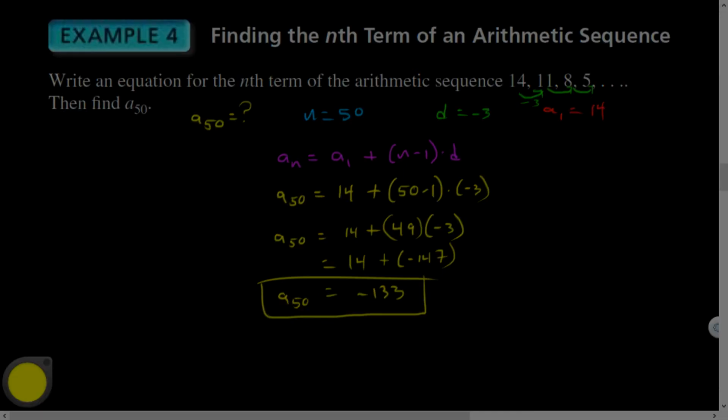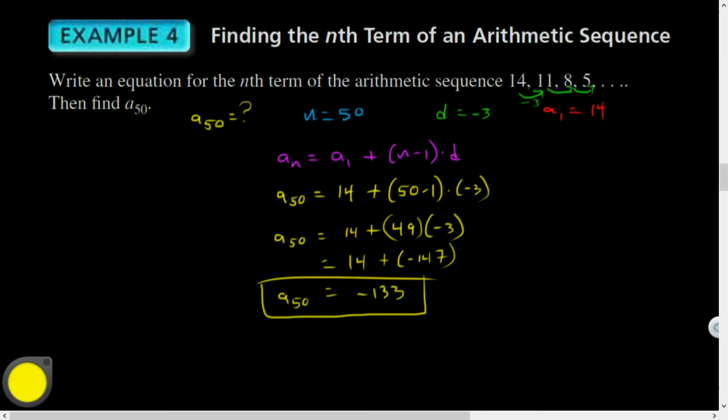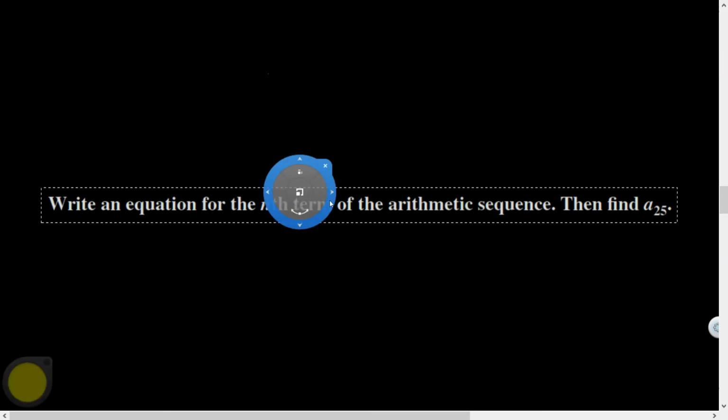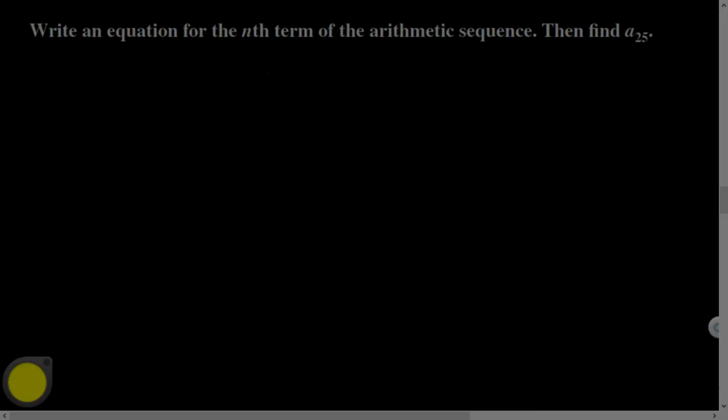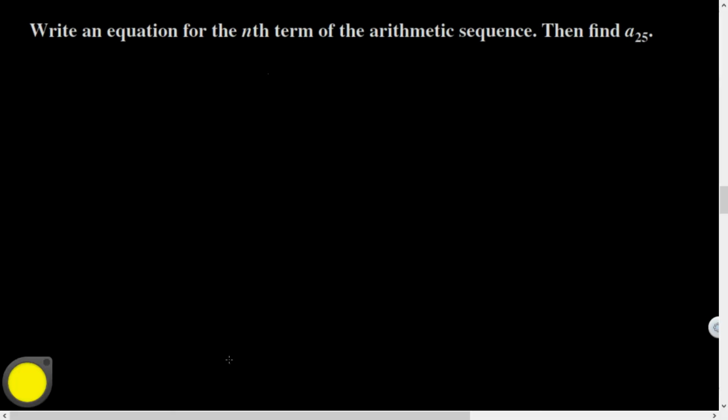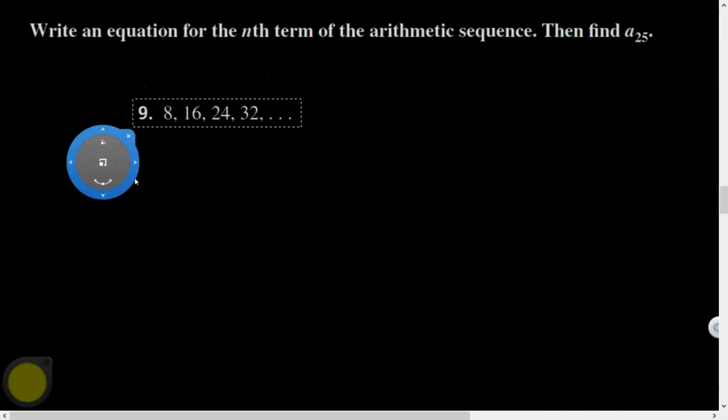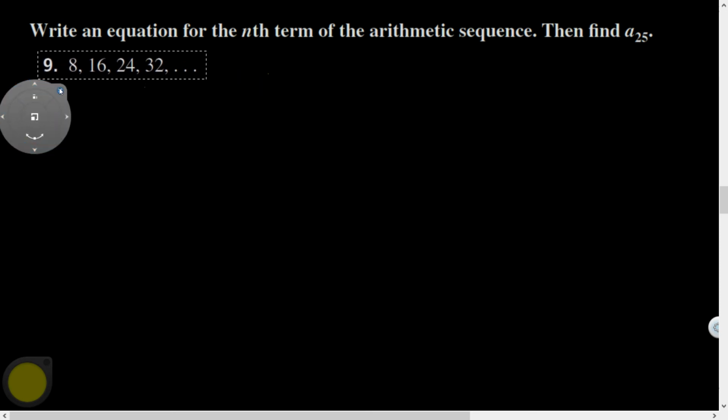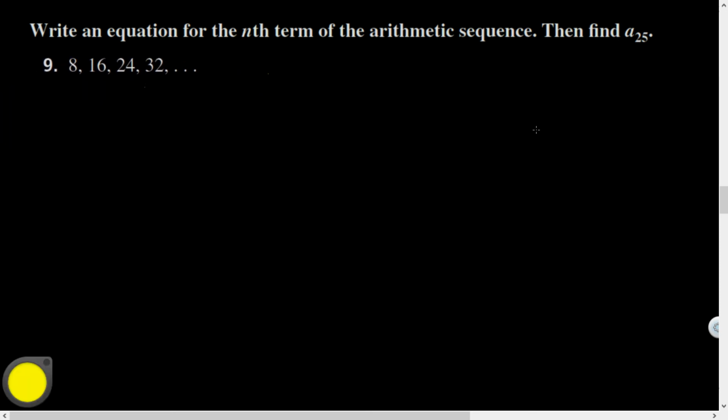Let's see, we'll get to this one. Let's do monitoring progress question 9, I think. All right. Write an equation for the nth term, and then find a sub 25. So here's monitoring progress question 9. It should be on your packet. I am looking for a sub 25.